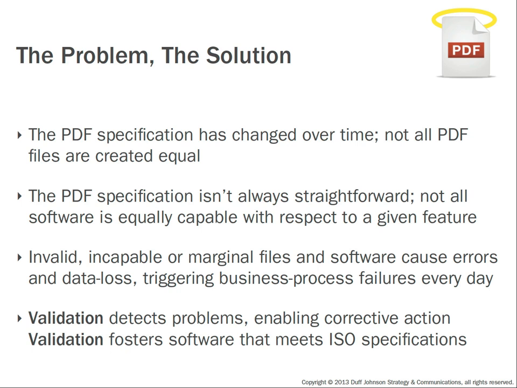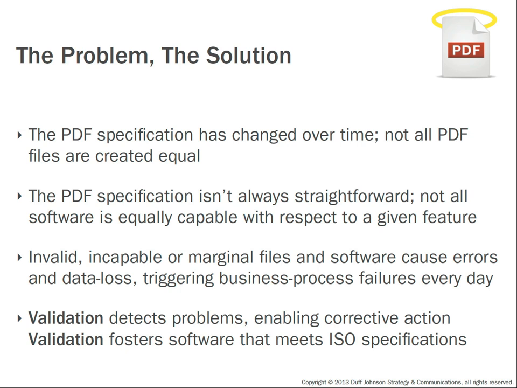So there are cases where back in the day it might have been reasonable to interpret PDF in one particular kind of way. It's much less reasonable to interpret it that way now. The specification is not always completely straightforward. So as a result, not everybody's interpretation of the specification is identical, and this, of course, results in software that's not equally capable.